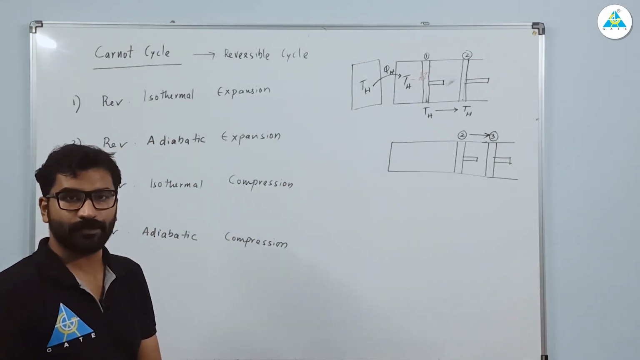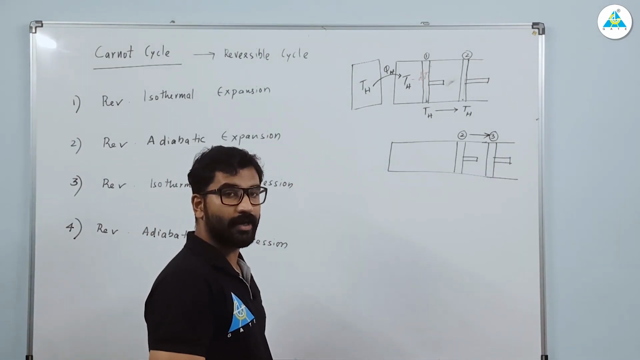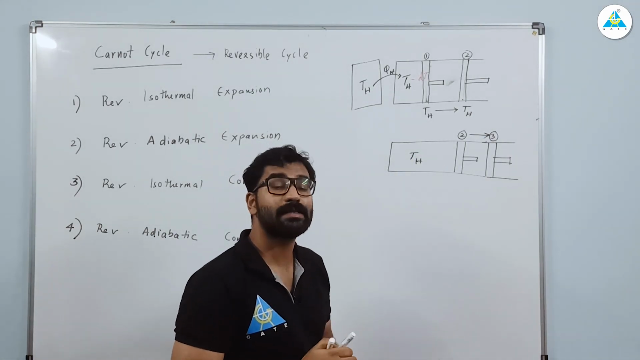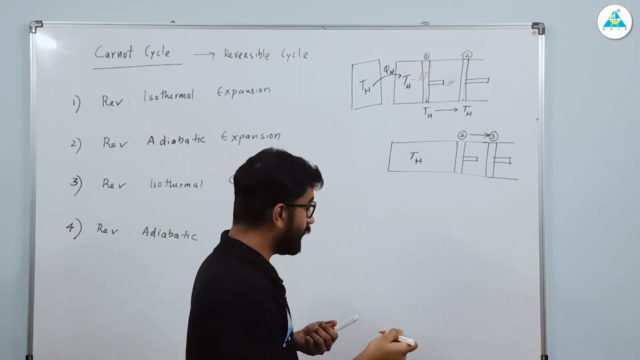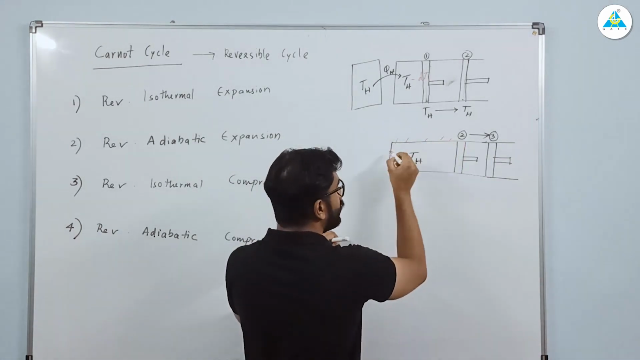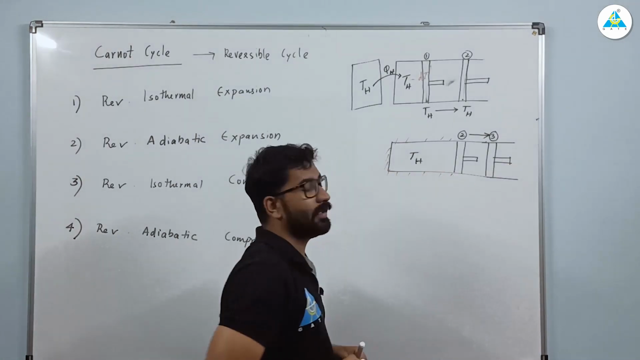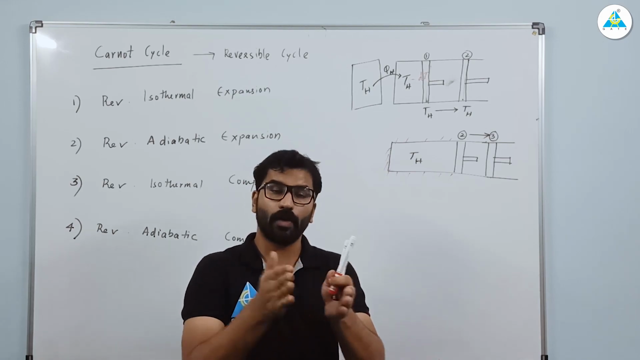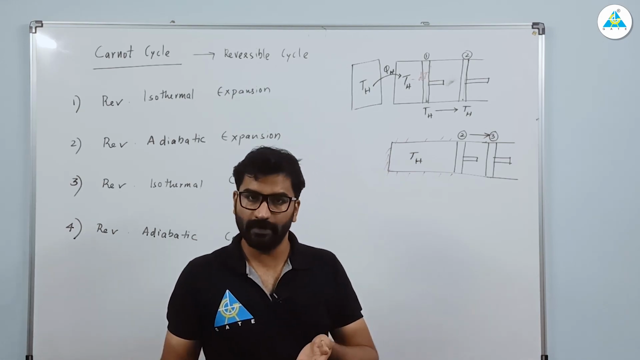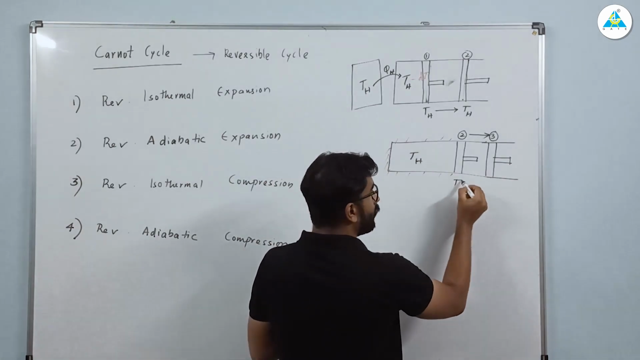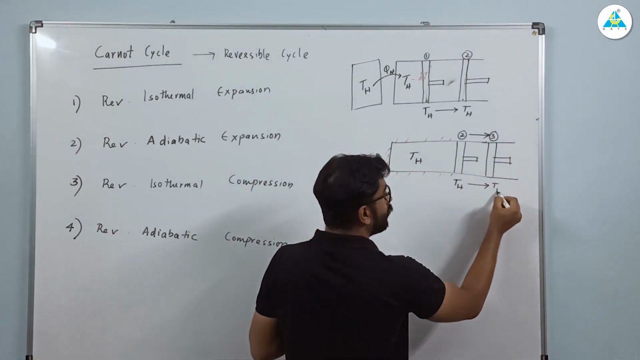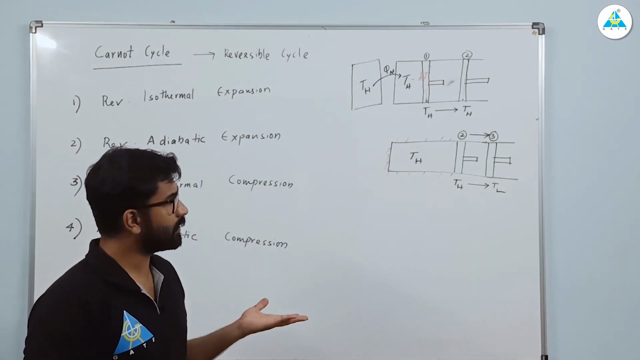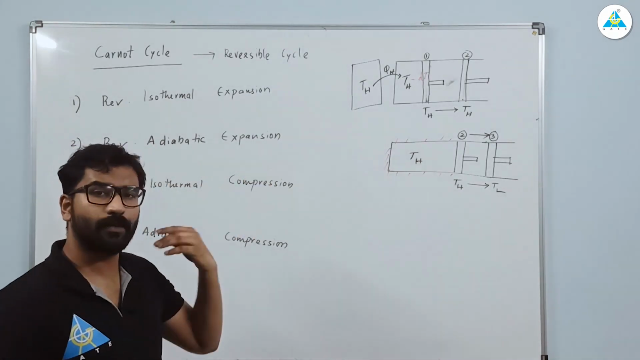We are having another expansion, but this time, here the temperature is TH, but this time it is an adiabatic expansion. That is, we are insulating the piston cylinder arrangement so that we cannot have heat transfer. If there is no heat transfer during expansion, what will happen? Temperature will decrease. So your temperature will change from TH to TL. Is that a problem? No, because it is a reversible adiabatic expansion.